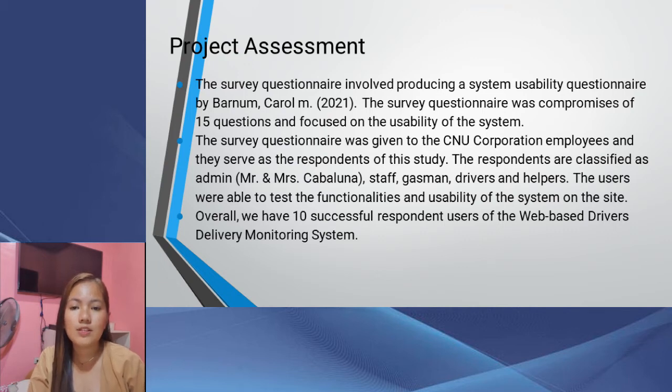The respondents are classified as admin, Mr. and Mrs. Cabaluna, staff, gasman, drivers, and helpers. The users were able to test the functionalities and usability of the system on the site. Overall, we have 10 successful respondent users of the web-based drivers delivery monitoring system.